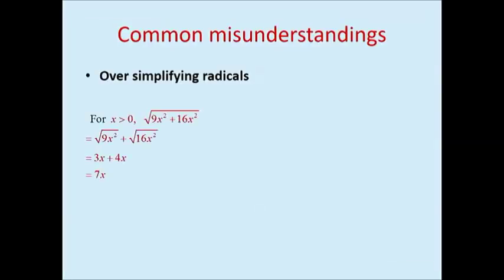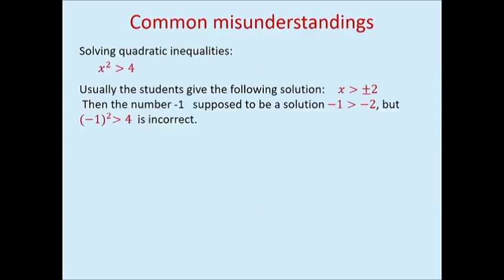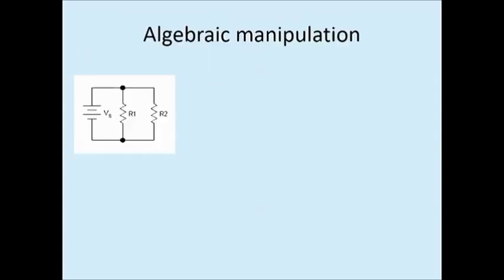So the common misunderstanding here was an oversimplification of the radical, whereas it should have been add first, because it's in a bracket. You've got to add what's under the square root first, and then take the square root of the single term. Okay? So there are many common misunderstandings, and I'm not going to go over many of them. I just want to show you the relevance to mathematics in specific contexts.